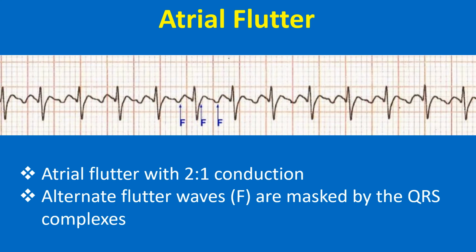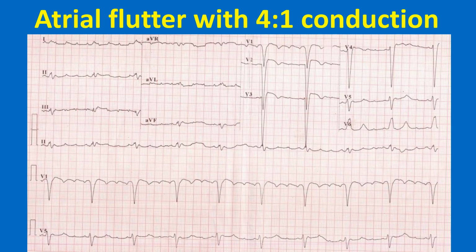ECG showing atrial flutter with 2:1 conduction. Alternate flutter waves are masked by the QRS complexes. Another ECG showing atrial flutter with 4:1 conduction. Atrial rate is 272 per minute and ventricular rate 68 per minute. Flutter waves in inferior leads are upright, suggesting reverse typical flutter. QRS complexes are wide and show left bundle branch block pattern.